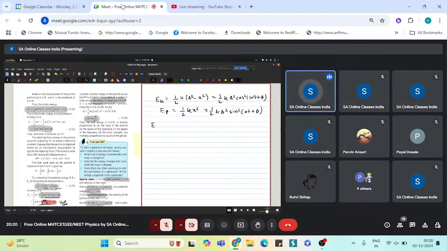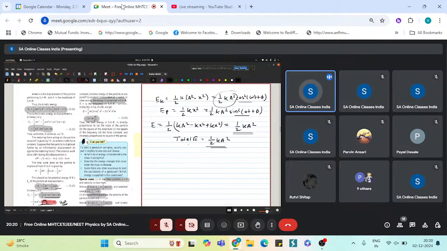Then your total energy is just the sum of these two, which is half k a square minus half k x square plus half k x square, which is just half k a square. You can also see here that cos square omega t plus phi and sin square omega t plus phi sum to 1, and you're left with half k a square. So the total energy is half k a square, which means it is independent of position or time.